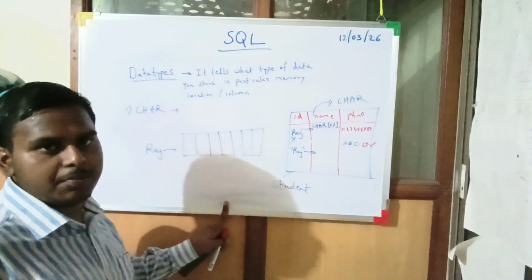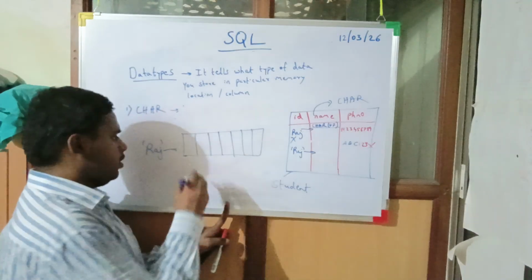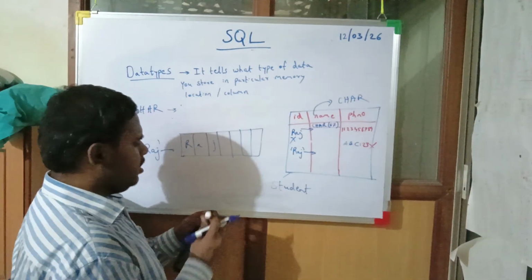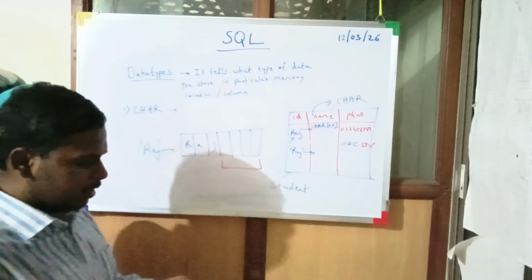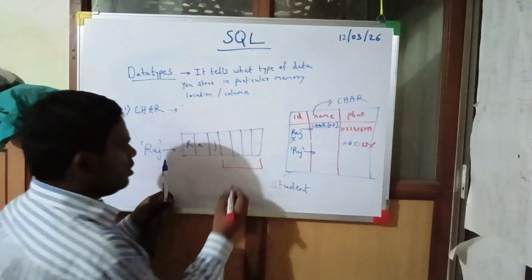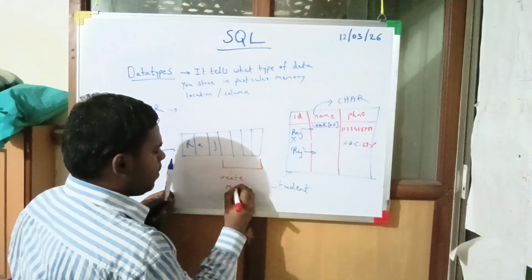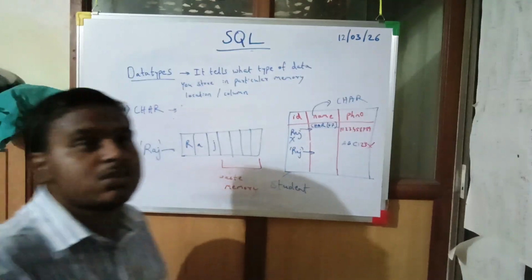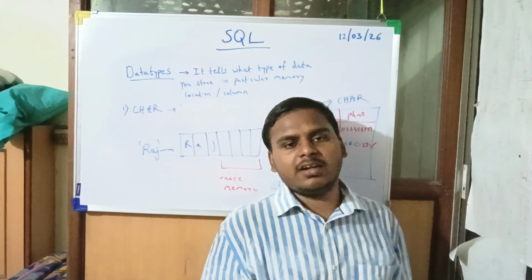No, it will not be accepted because it is not mentioned in single quotes. If I mention single quotes, it will be accepted. So what will happen? 3 blocks will be utilized. But the remaining 4 blocks are not being utilized. Here the 4 blocks are being wasted. So waste memory, I can say. Memory utilization is not there here. That's why there is a drawback of the char data type.